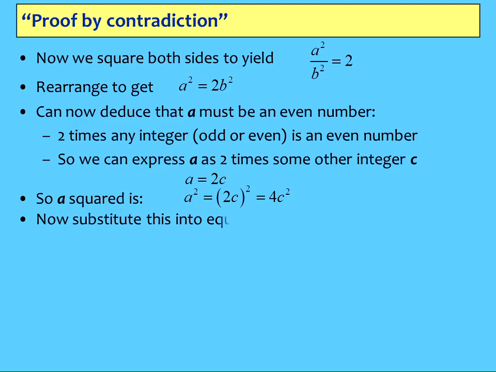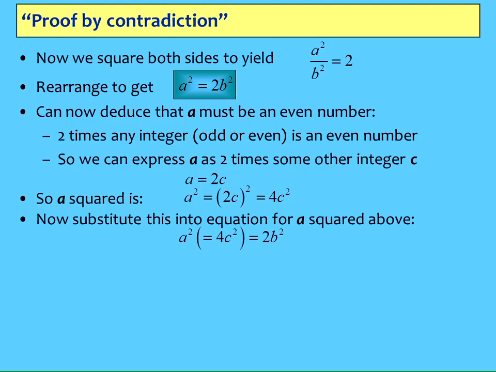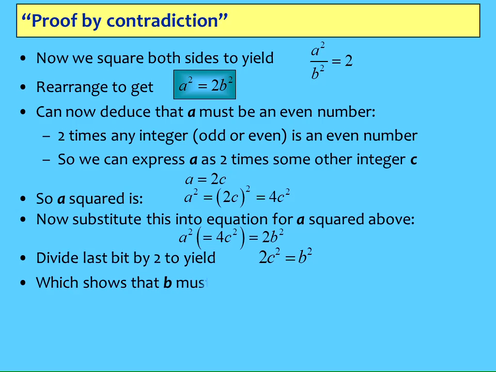And I substitute that back into the first equation for a squared above. I've now got up there that a squared, which is 4c squared, is now equal to 2b squared. So having done that, if I divide the last bit by 2, I now find that 2 times c squared is equal to b squared, which tells me that b is an even number. A logical contradiction.